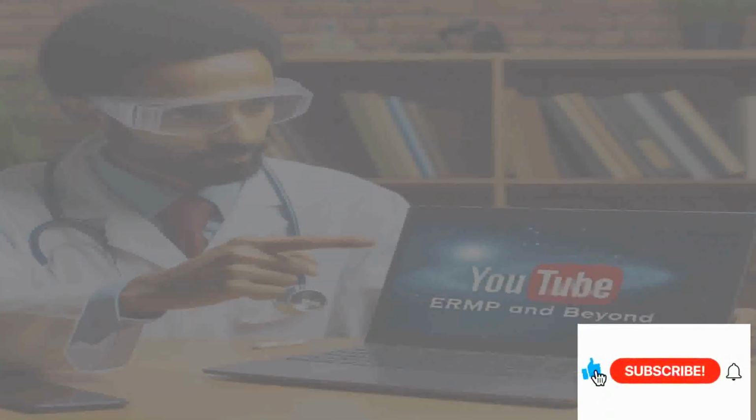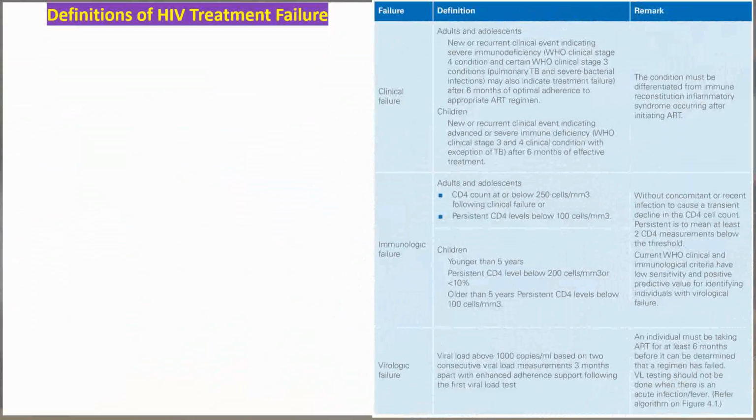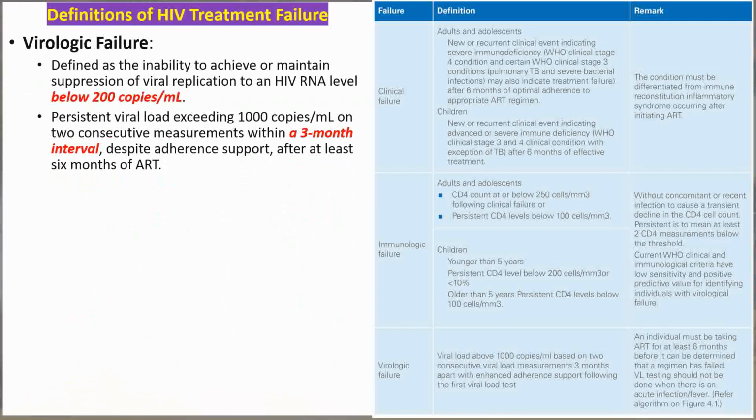Welcome back to today's talk on a critical aspect of HIV treatment, understanding treatment failure. Now, let's dive into the complexities of this topic with a focus on three main types: virologic, immunologic, and clinical failure. Imagine a battle within the body where the goal is to suppress the enemy, the HIV virus, to undetectable levels. Virologic failure is when we can't keep the virus at bay below 200 copies per milliliter of blood, despite our best strategies. It's like the virus has slipped through our defenses.